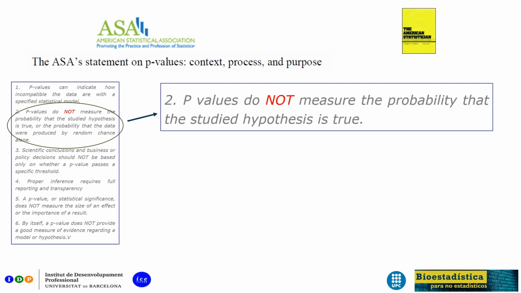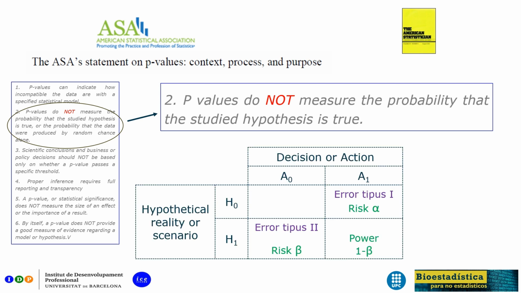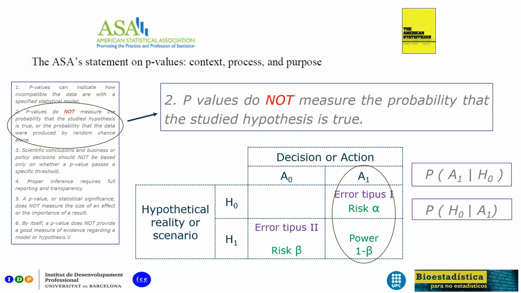Let's see both. In this table, the rows represent the unknown scenarios, in other words, the hypothesis. The columns indicate the results that are conveniently dichotomized and lead to 2 different actions. One thing is the probability of the column given the row, and another is the probability of the row given the column. The first quantifies the probability of making a wrong decision if the null hypothesis were true. The second is the probability that the null hypothesis is true once the decision is made. Once again, the denominator has changed.